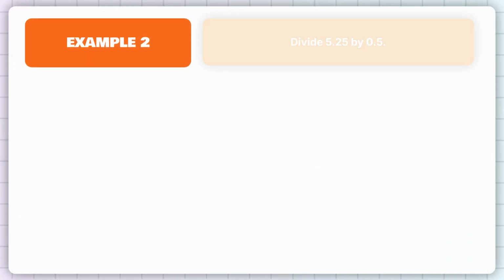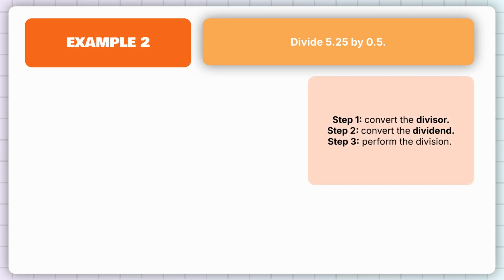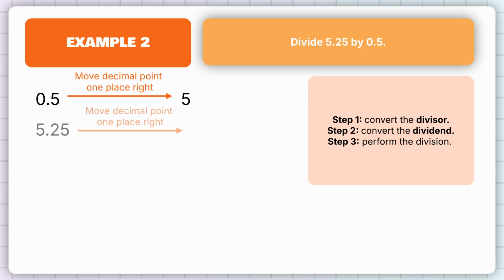Now let's try a slightly more complex example. Divide 5.25 by 0.5. First, we must convert the divisor. In order to make 0.5 an integer, we need to move the decimal 1 place to the right to give us 5. Then, we must convert the dividend. We must also move the decimal point 1 position to the right in 5.25 to give us 52.5.